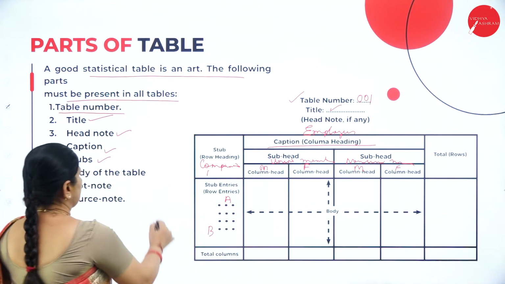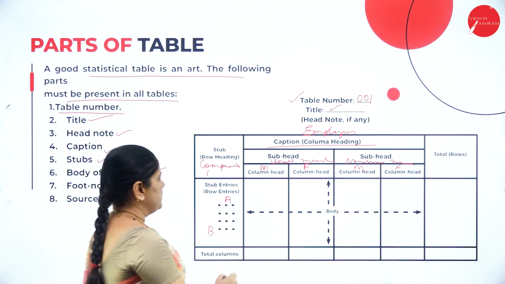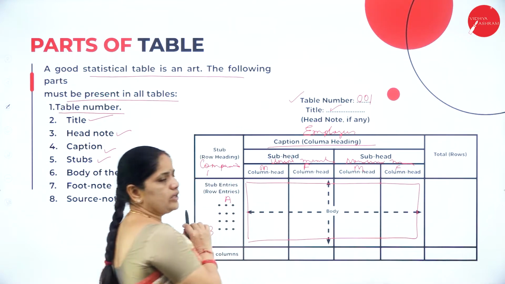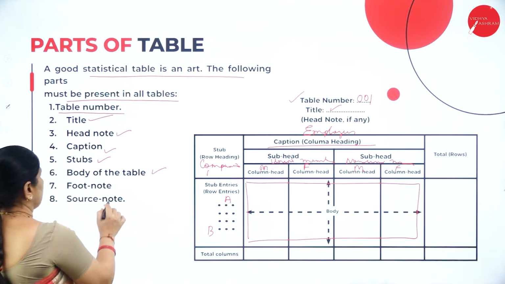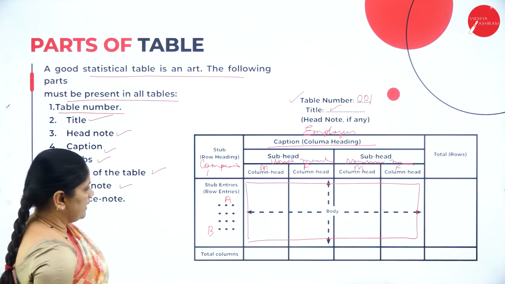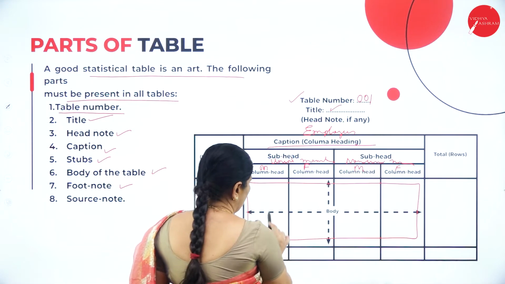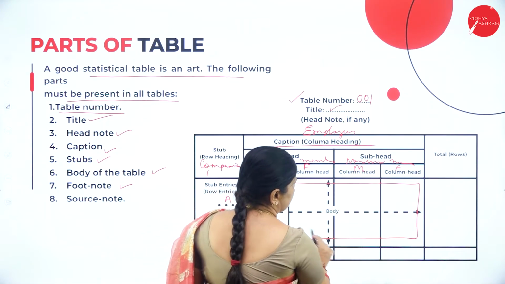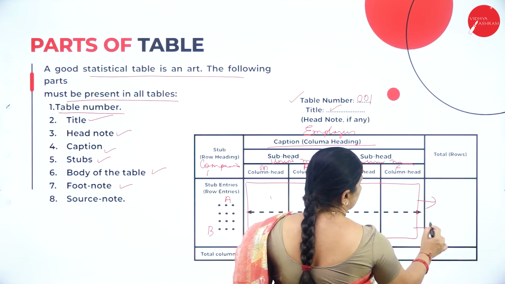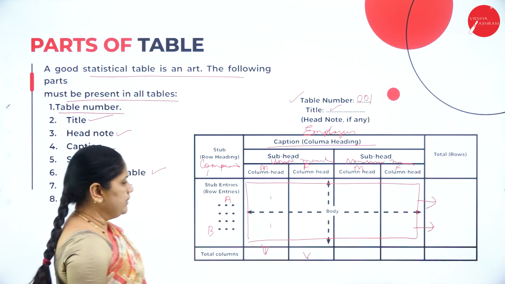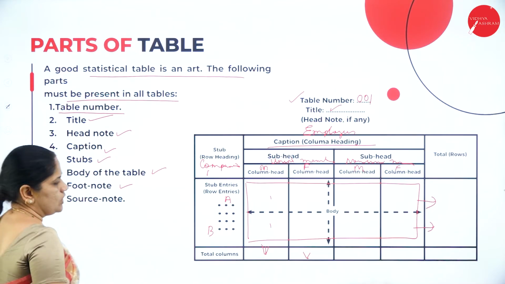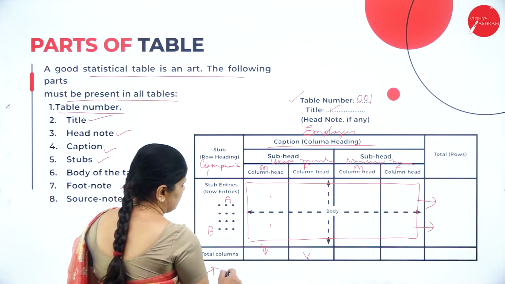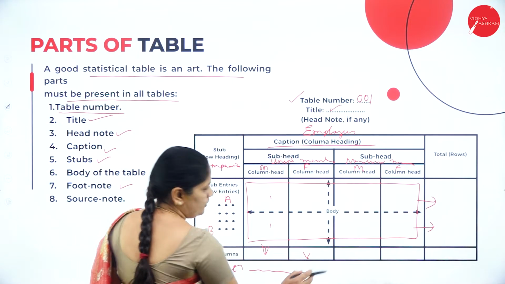So in this way, the body of the table. Body of the table means this space, where you just put in all the entries. Then we have the total columns. So we add all these. Column wise total will be written here, and row wise total will be written in this column. And then we have the footnote. If you need any clarification in the table, that can be written in the footnote.